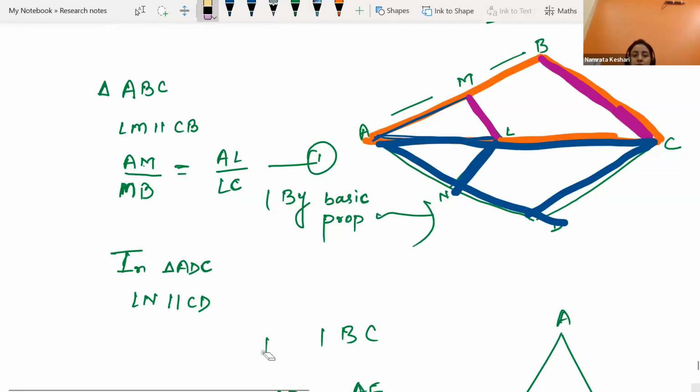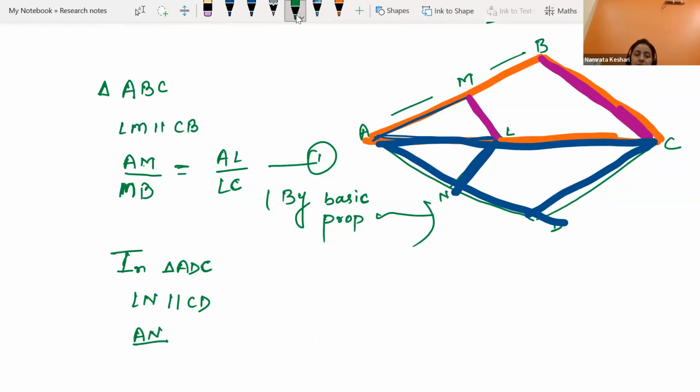Please tell me the ratio. AN by ND is equal to AL by LC. इक्वेशन नंबर 2. इतना तक सबको क्लियर है? अभी भी हमने नहीं देखा है कि हमें क्या फाइंड करना है. ठीक है, इतना तक सबको क्लियर है? Yes, ma'am. अब्दुल, आर यू गेटिंग इट? Yes. यहाँ तक क्लियर है अब्दुल?